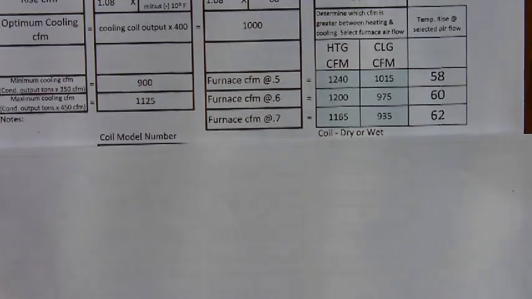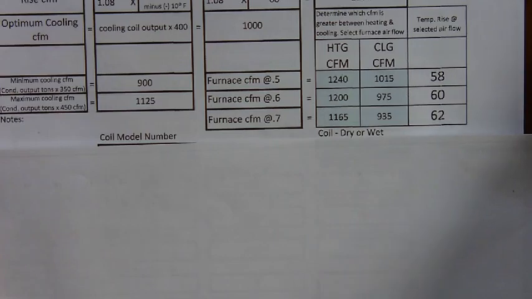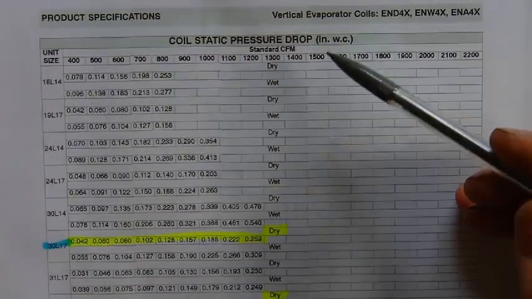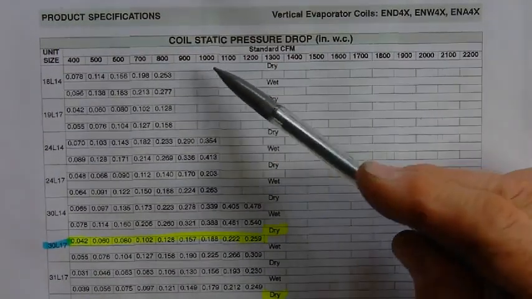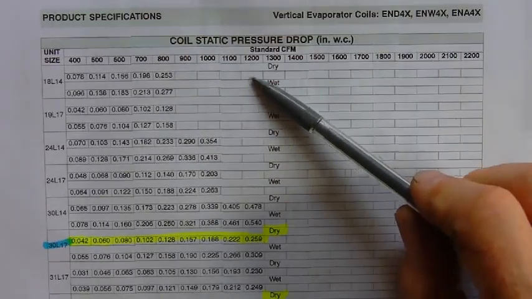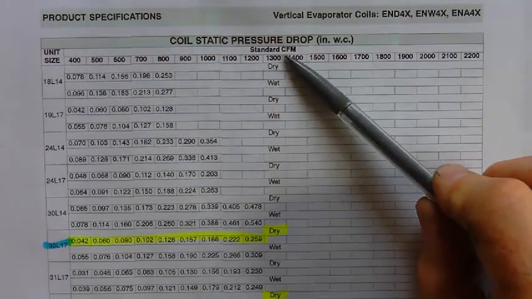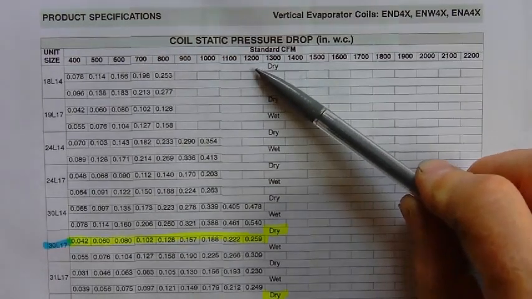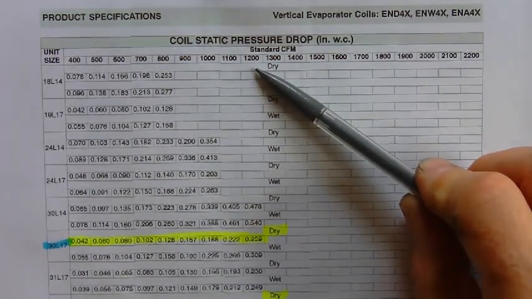So now the next thing we need to do is look at our coil. We can see that our heating airflow rate is quite a bit bigger than the cooling airflow rate, so we'll have to establish what coil size we're going to use based on the heating airflow rate. Our heating airflow rates are up at 1240, so that means we need a coil that can handle in excess of 1200 CFM.